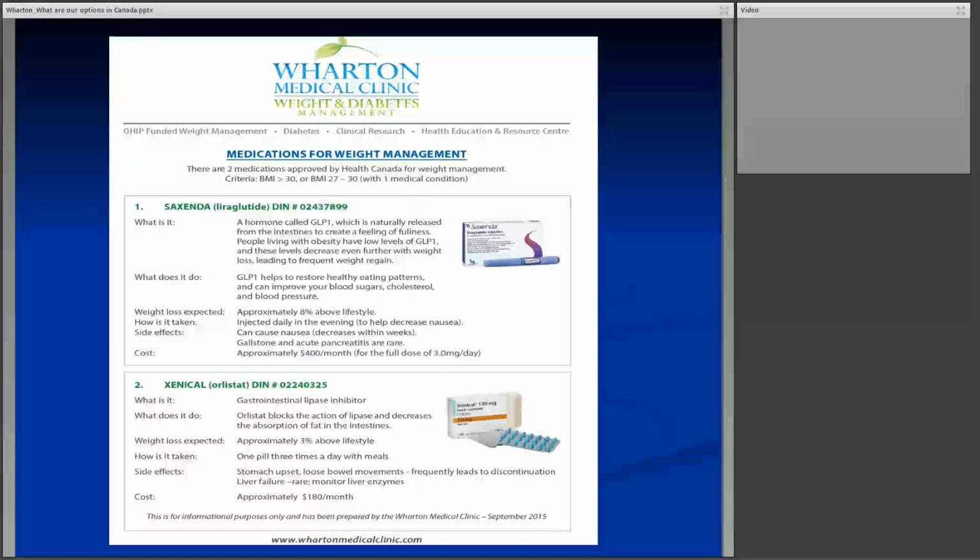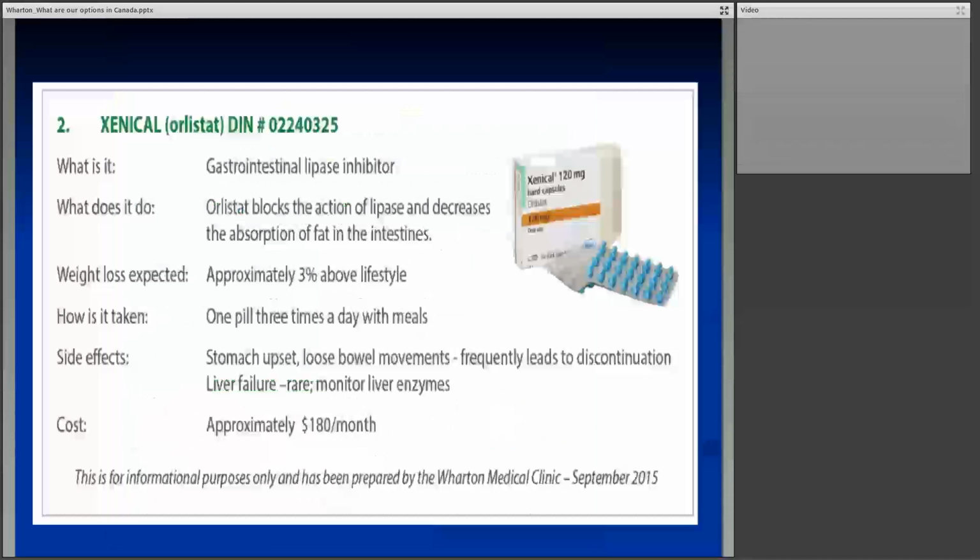This is the handout that I give in terms of the medications that are available here in Canada, an explanation of orlistat. Although it's not one that I recommend to my patients, I still give patients the information about this medication. And here is the liraglutide. This is the one that I more so recommend at this stage to my patients. And the hope is that eventually we'll have more medications here in Canada.